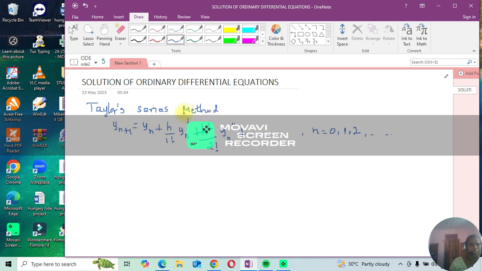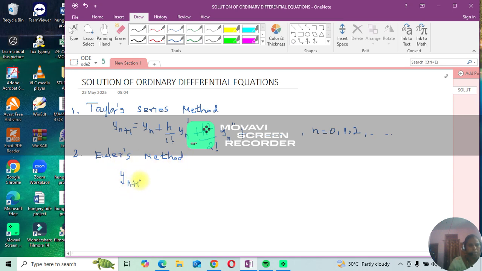So this is number 1, and the next method is Euler's method. Euler's is one of the numerical methods. Compared to Taylor's, Euler's is somewhat not giving an accurate value, but it is an easy method to solve the problem.